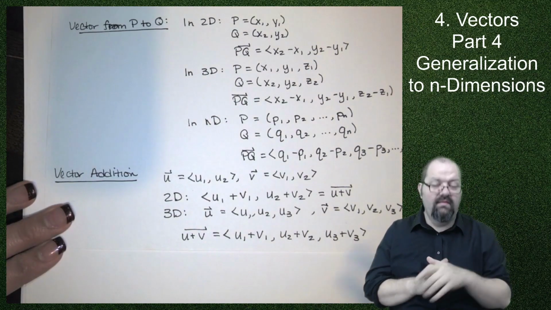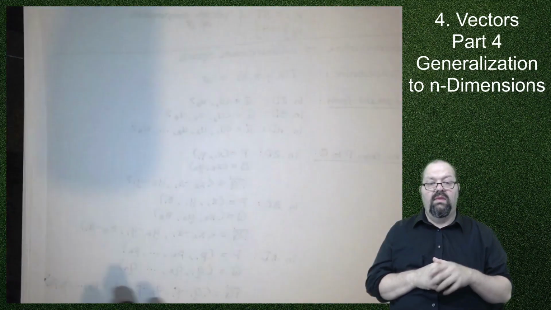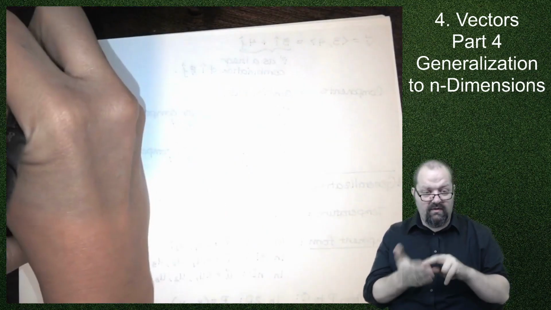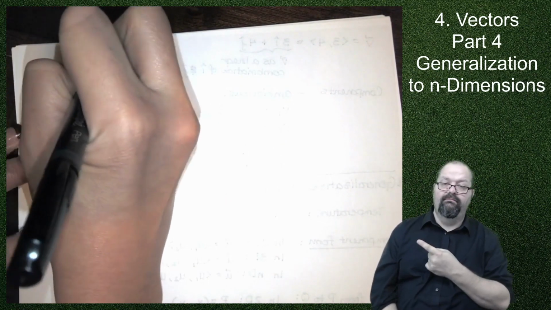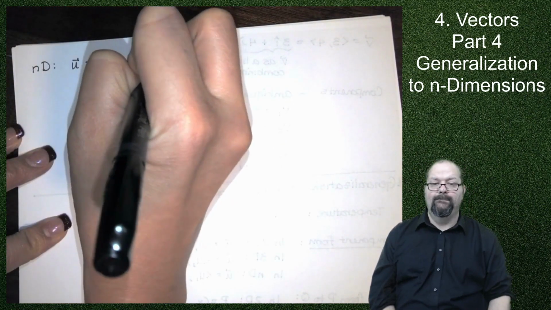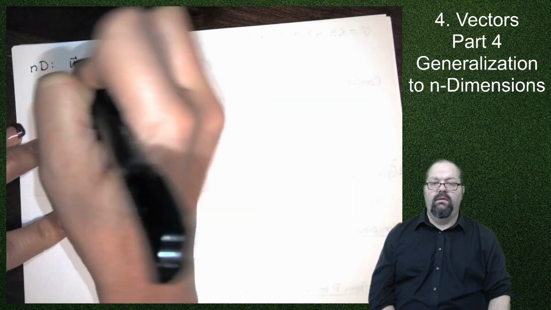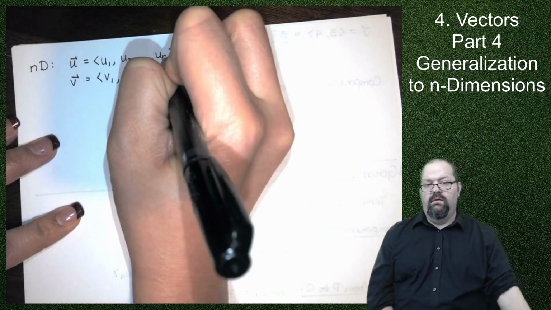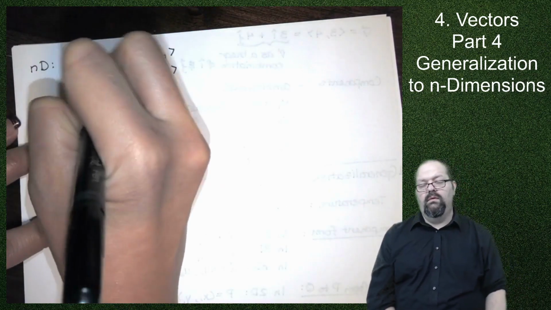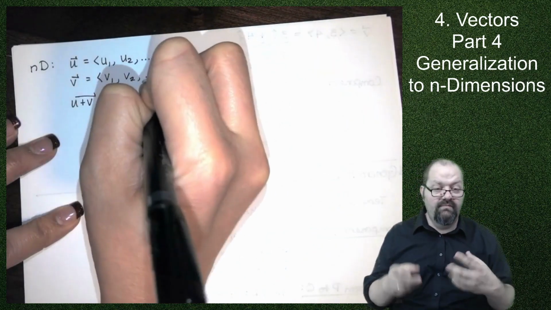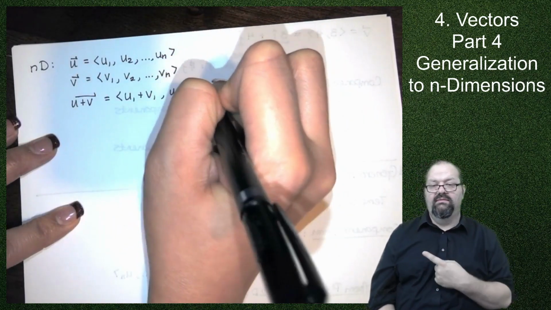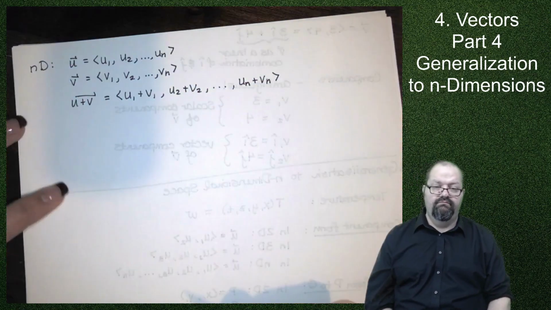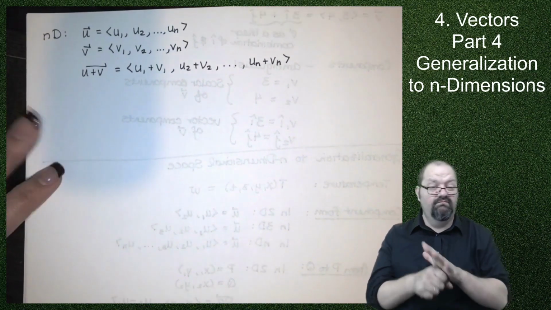If I'm in ND, my vectors have n components. So I go U1, U2, all the way up to U sub n. And I have V, V1, V2, all the way through V sub n. When I add them, I get U1 plus V1 and U2 plus V2 and U3 plus V3, and I keep going until I get U sub n plus V sub n. Totally fine. All the math works out just fine.